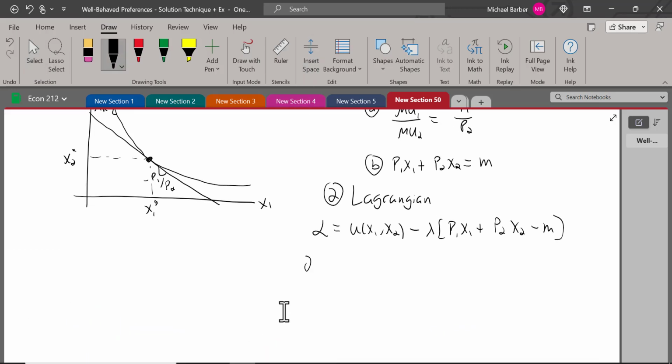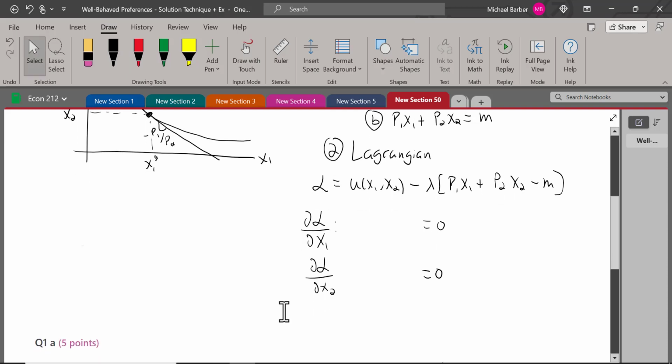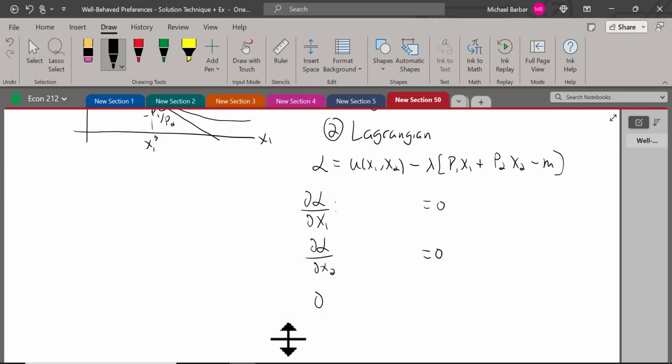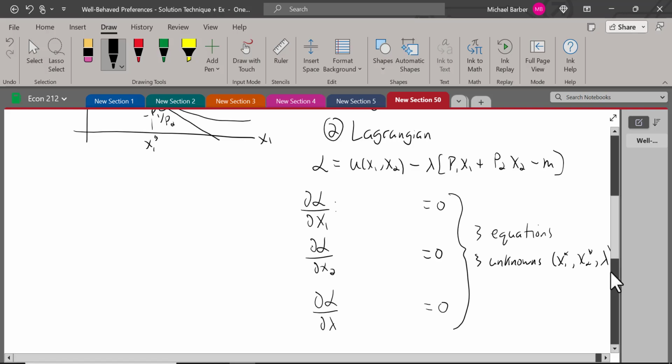We take the derivative of this Lagrangian with respect to x1 and set it equal to 0. Take the derivative with respect to x2 and set it equal to 0. And then finally, with respect to lambda, which ends up being just our budget constraint again, and set it equal to 0. Then what we're going to have is 3 equations, these 3 first order conditions, and 3 unknowns. Two of the unknowns are x1 star and x2 star. The other one is lambda, which we'd solve for as well.